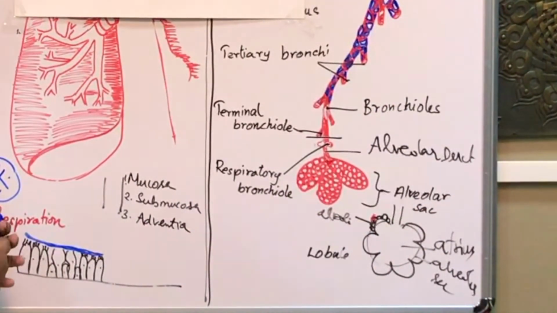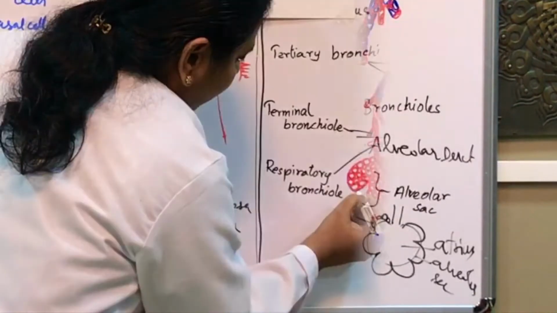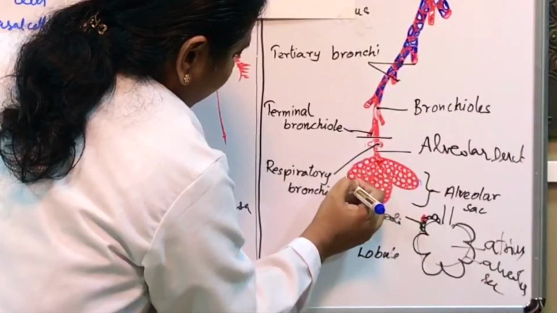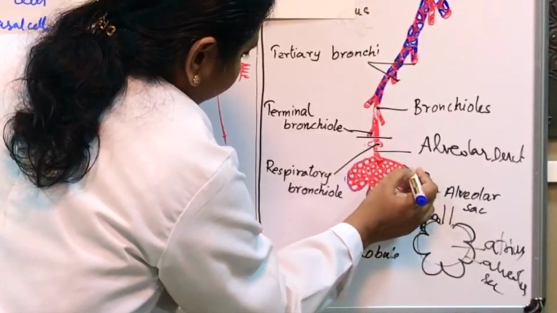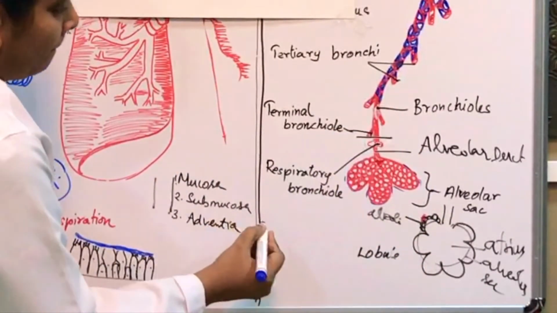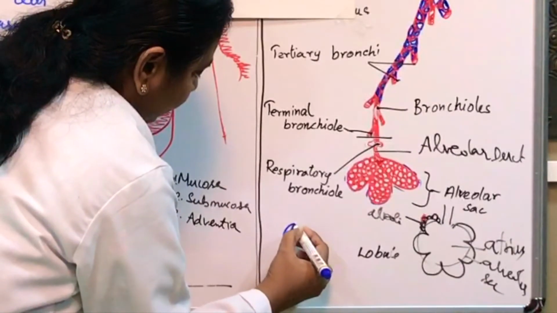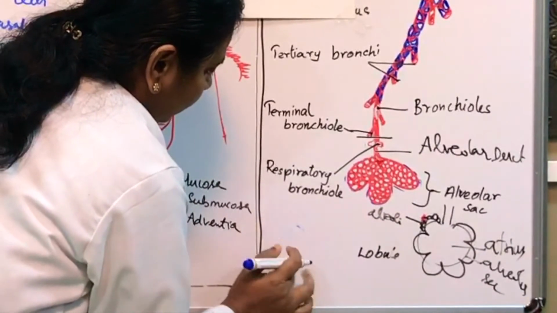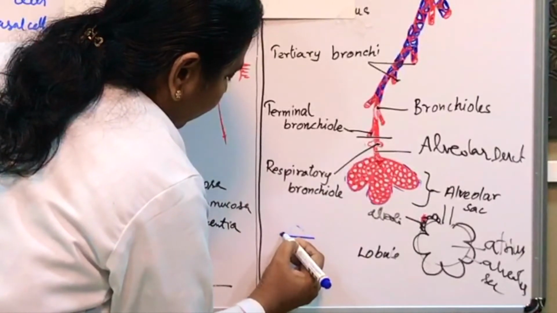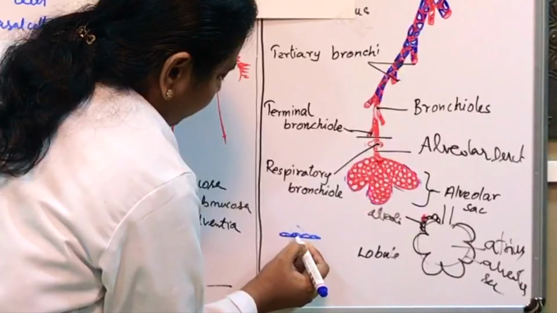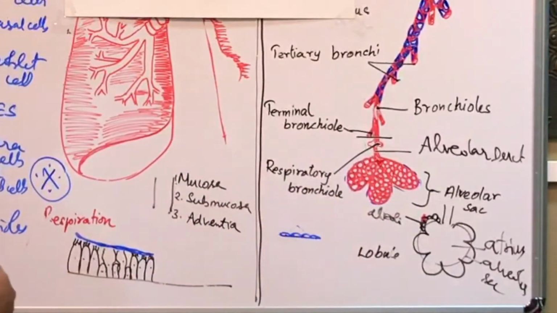The outer portion of the alveolar sac has many elastic fibers. Next, the alveoli are lined by flattened cells, so this is the squamous cell. Below the alveoli you will have the blood vessels.